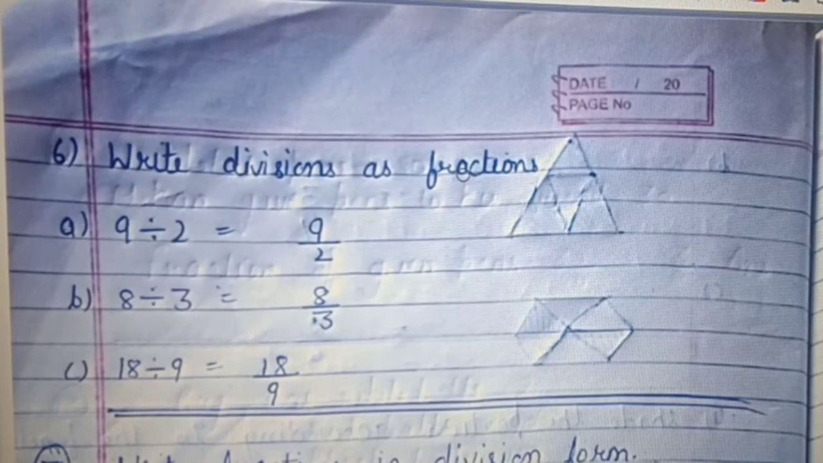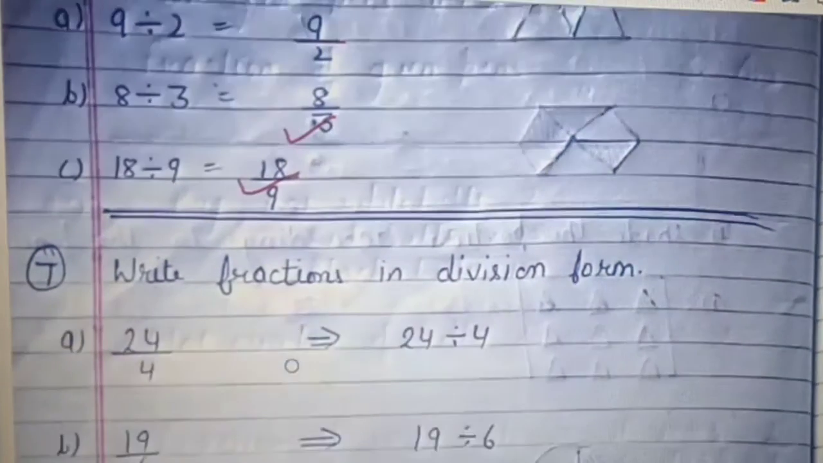Now write divisions as fraction. So we can just use a fraction sign, means a bar, for the division symbol. So this becomes 9 upon 2, this becomes 8 upon 3 and this becomes 18 upon 9.